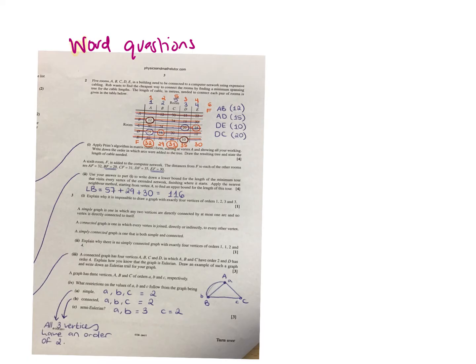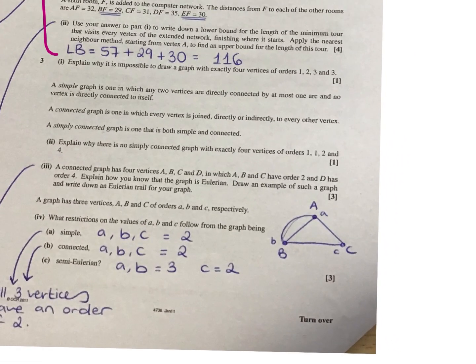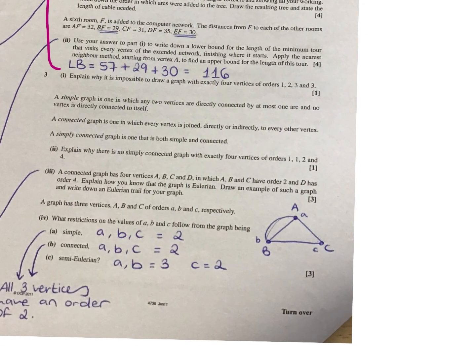Okay, so wordy questions. Now again, we're assuming everything from question 2 downwards is correct. Oh, that's got nothing to do with the question, has it? Okay, question 3. Explain why it is impossible to draw a graph with exactly 4 vertices of orders 1, 2, 3, 3.